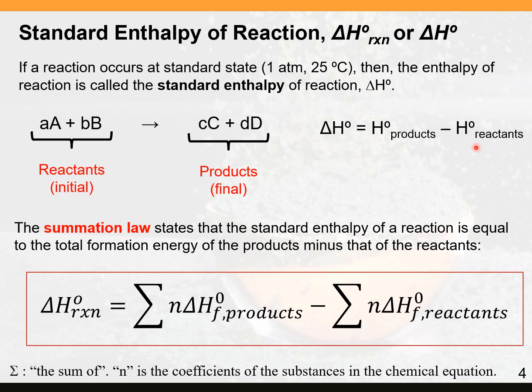This is what is given in the summation law, which states that the standard enthalpy of a reaction is equal to the total enthalpy of formation of the products minus the total enthalpy of formation of the reactants. In this equation, the Greek letter sigma means sum of, and n represents the coefficients in the balanced chemical equation. If the standard enthalpy of formation values are known, then the standard enthalpy of any reaction can be calculated.